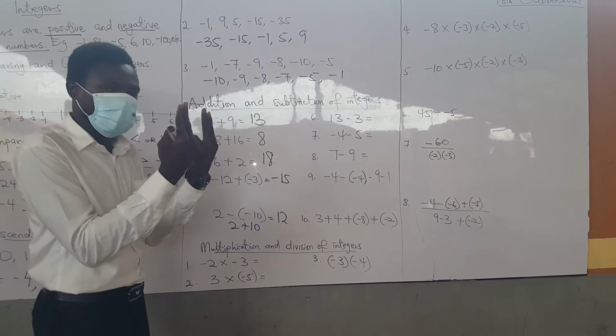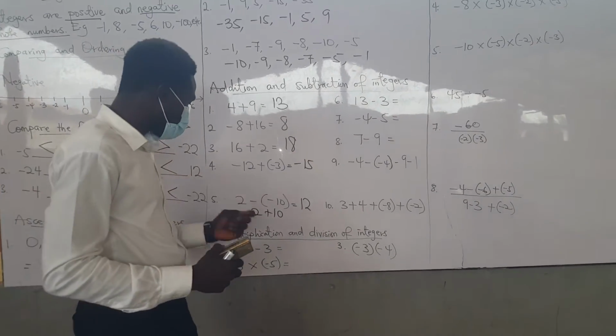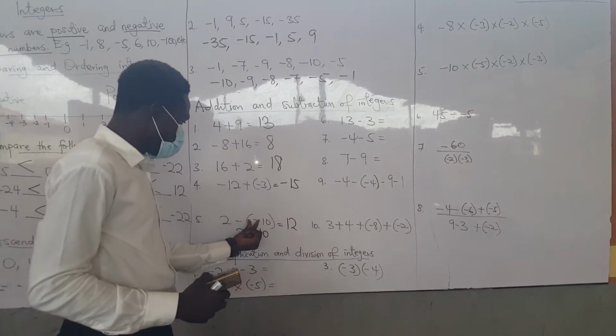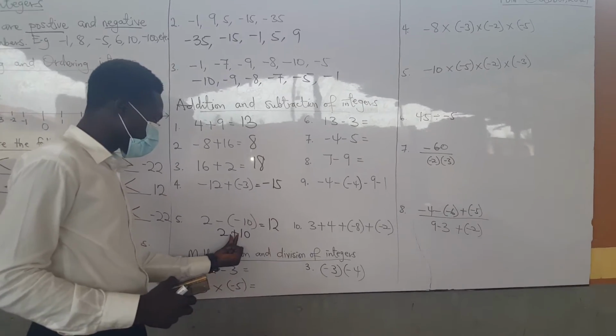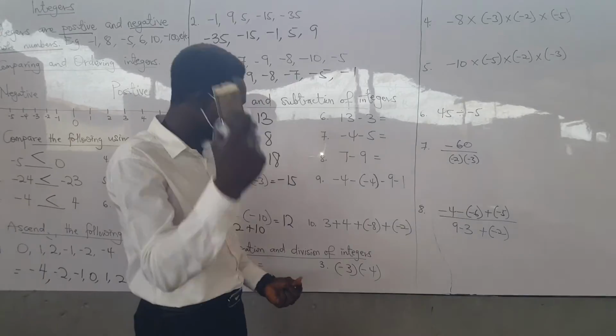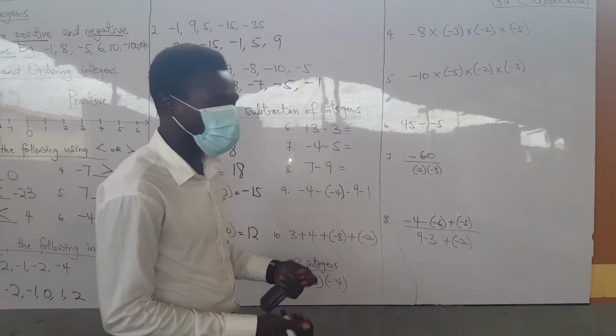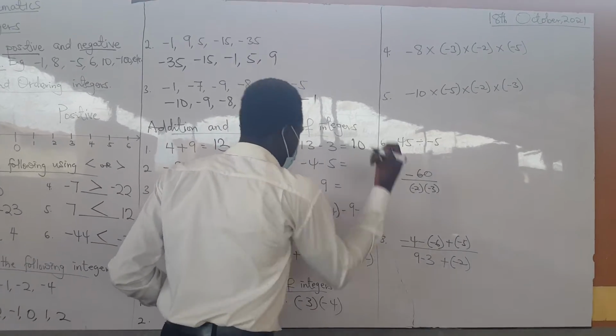When we get to the multiplication, it will be explained further. When these two signs meet, it gives you positive because they are multiplying. Negative times negative is positive. Then number 6, 13 minus 3 is 10.